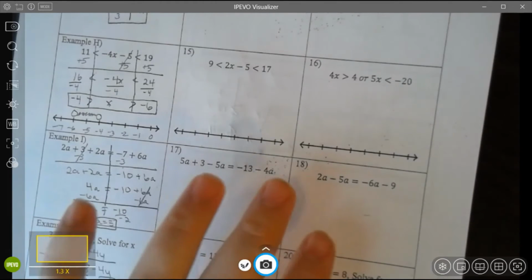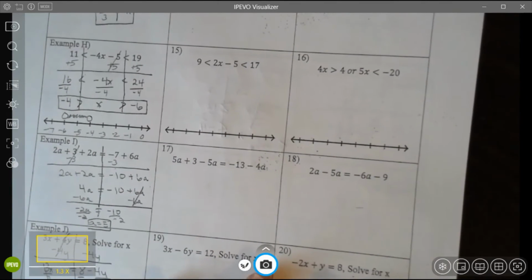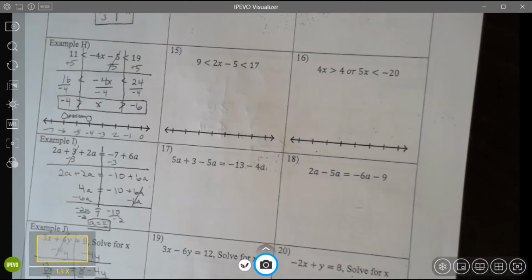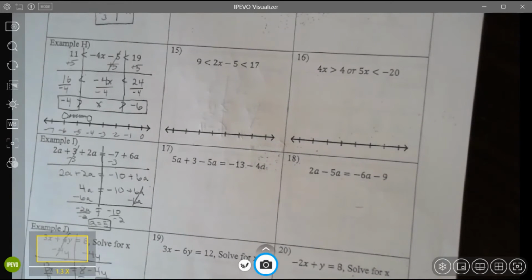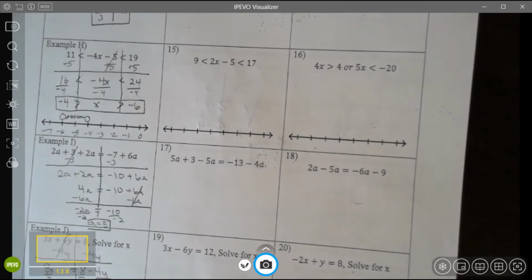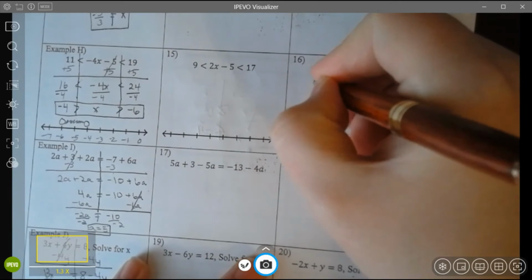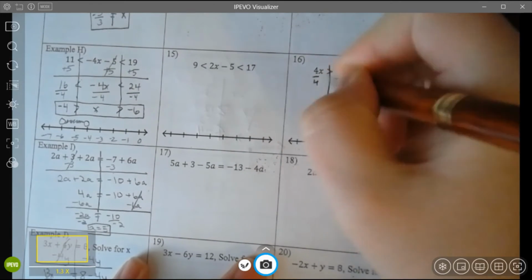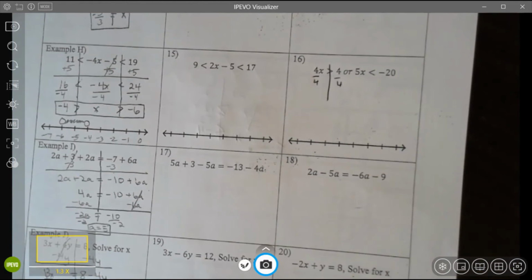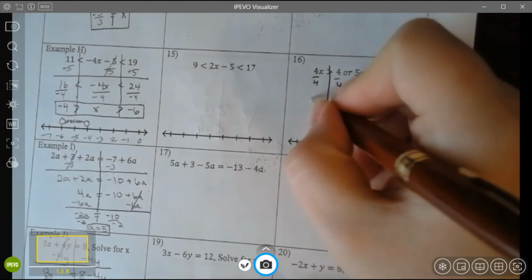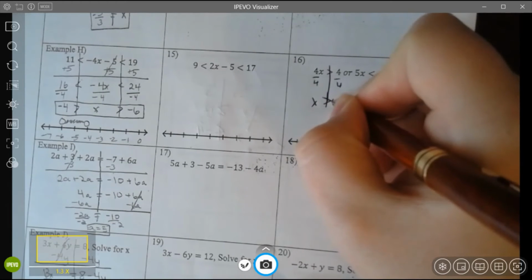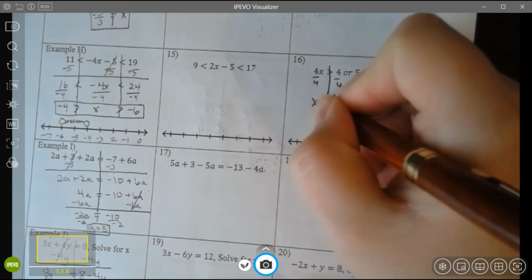So let's do 16 together. It says 4x is bigger than 4 or 5x is less than negative 20. For that one, you're just going to solve two separate inequalities, but you're going to plot them on the same number line. So in 16, 4x is bigger than 4. To solve the first inequality, you divide both sides by 4, and you can draw the fence there if you like. So you get x is greater than 1.